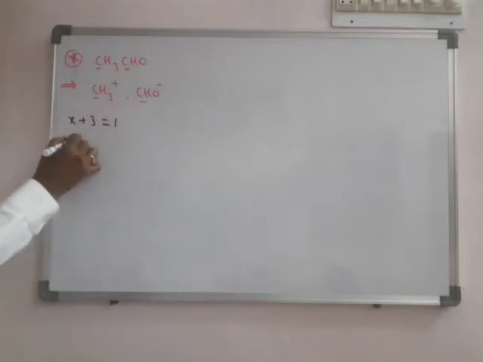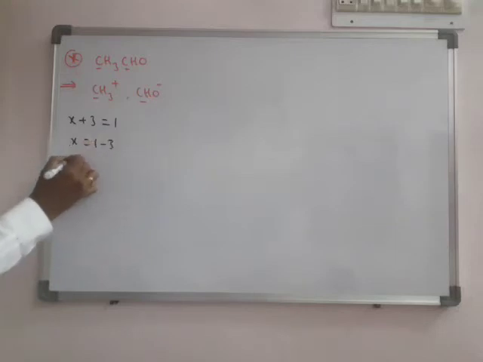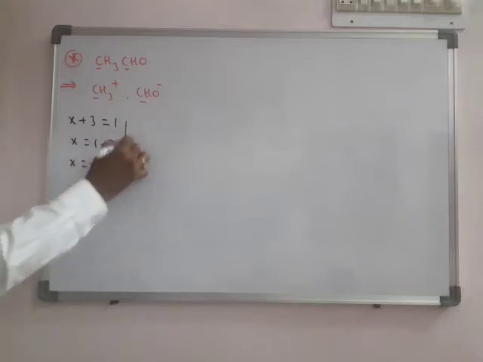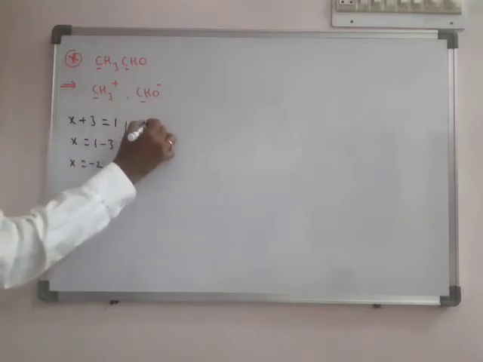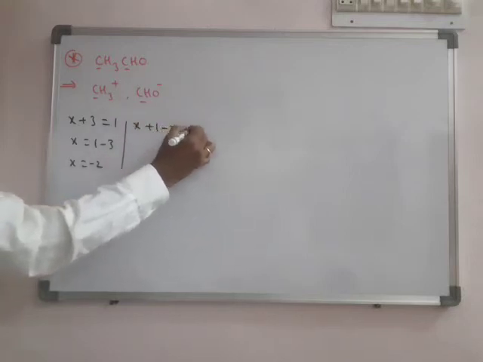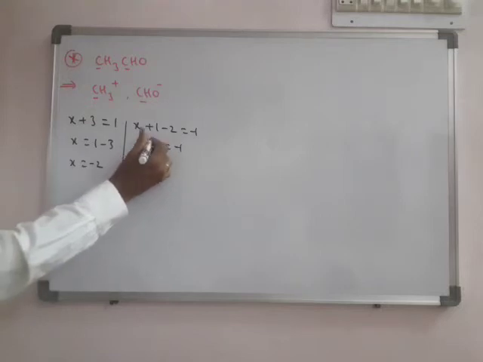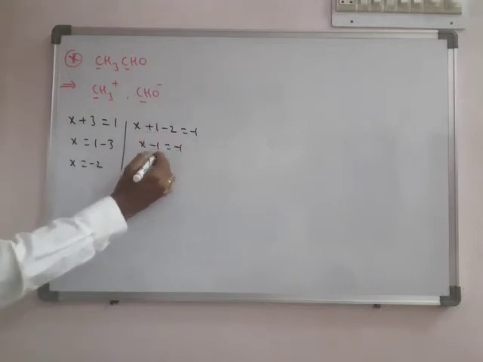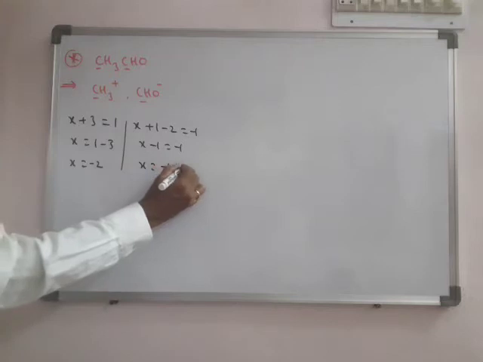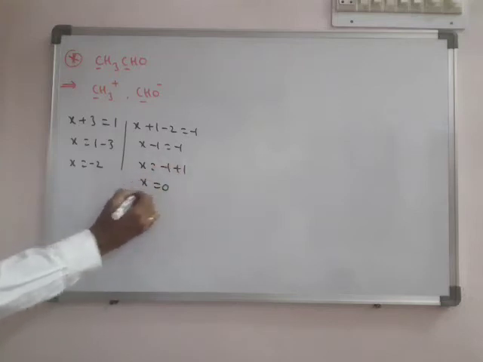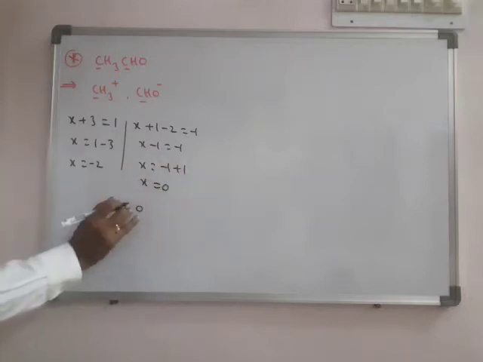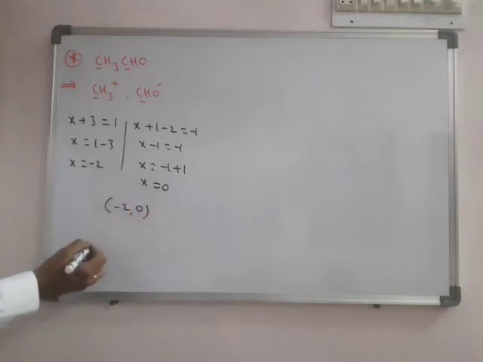It's 1. So 1 O minus 2 is minus 1. So x equals 0 means oxidation number is minus 2 comma 0. Overall, just we will get 2x. So the 2x minus 4.